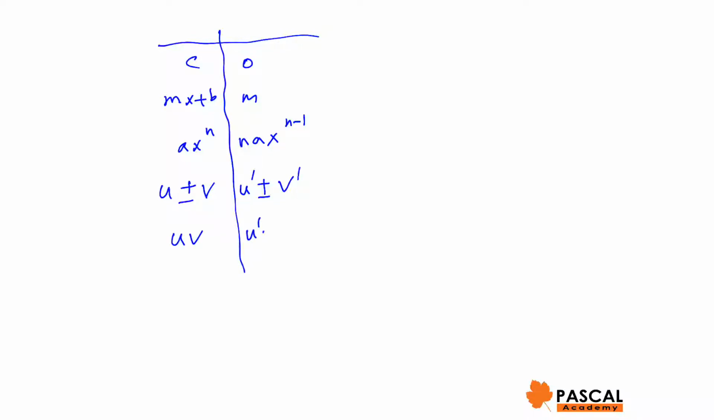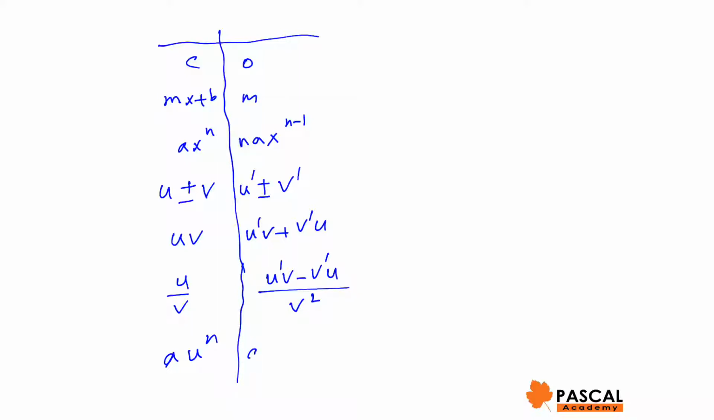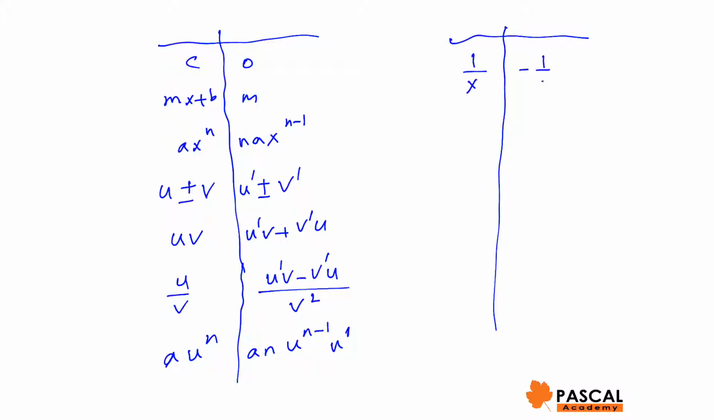We learned product rule. Derivative of uv is u prime v plus v prime u. We learned the derivative of u over v, quotient rule: u prime v minus v prime u over v squared. We learned the derivative of u to the power of n, n u to the power of n minus 1 times u prime. We learned the derivative of 1 over x is negative 1 over x squared. Derivative of square root of x is 1 over 2 root x. In all these formulas, u and v are functions of x.